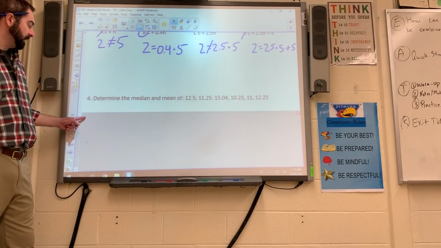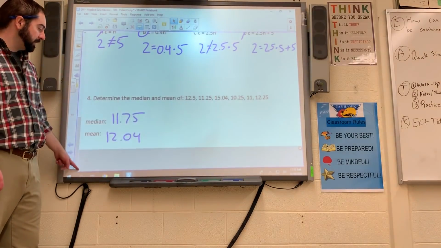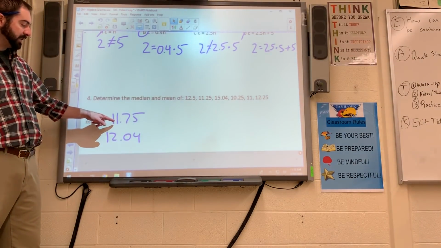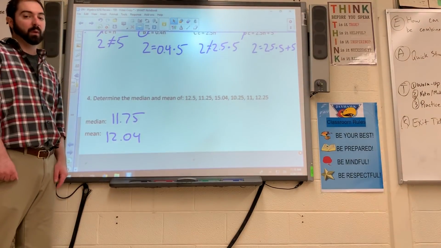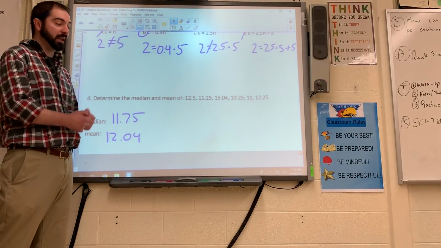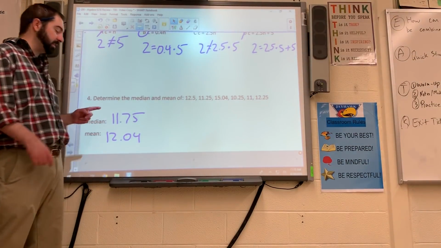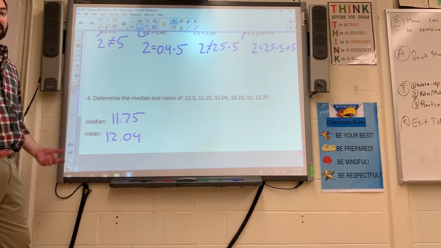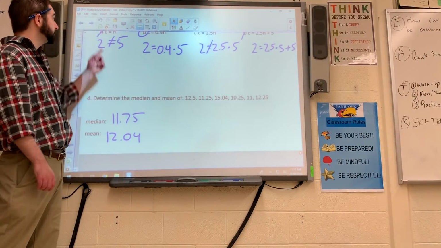Number three, again, determining mean and median. We get a median of 11.75 and a mean of 12.04. Again, you make your list, you go through, you find the median of the list, you find the mean of the list, you have your 2 answers, done problem.